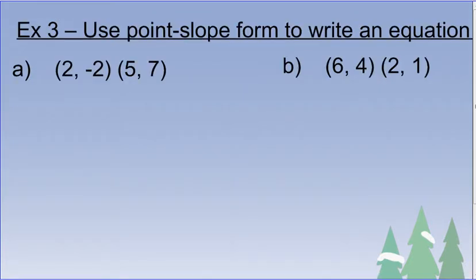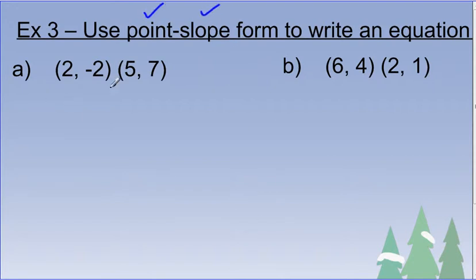So the last example here, example 3, these are just more problems of the same thing. Now you see here they give us 2 points, and we want to write the equation in point-slope form. It says use point-slope form. So think about what we need. The name literally tells you, you need a point, we need a slope.